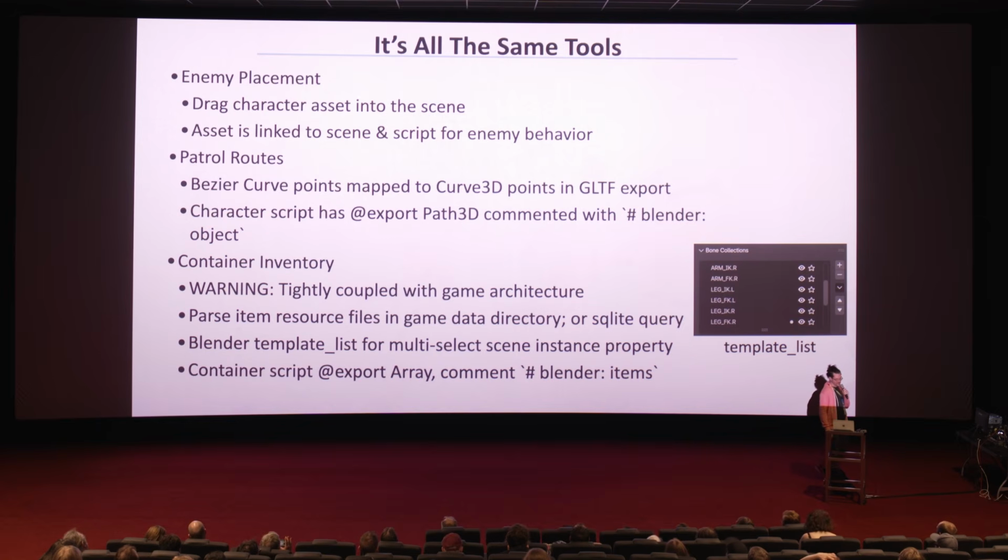For the patrol path, that's just, I'm going to mispronounce this, Bezier curve. The points from that can map directly to a Curve3D inside Godot. All you have to do is put on your character, I want to export a Path3D, set the Blender type to object, and now over in Blender, you've got a little drop down, a little picker, and you can pick the curve. It'll come right across. Inventory. Do not do this until you have your inventory right and everything else works.